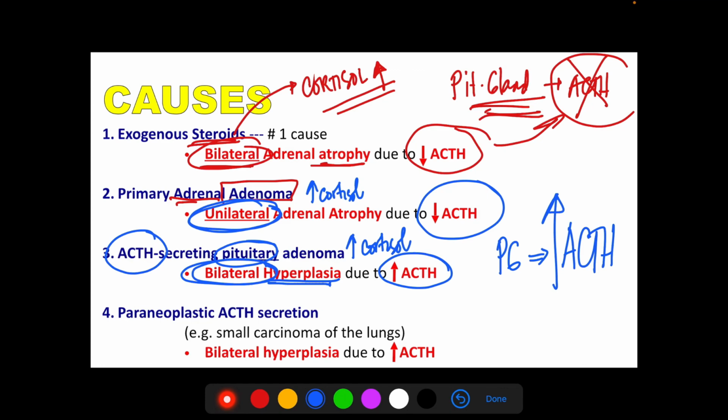Paraneoplastic ACTH secretion. This is usually caused by small cell carcinoma of the lungs. As you can see here, there is bilateral hyperplasia also because of ACTH production. The tumor in the lungs secretes a lot of ACTH, leading to elevated cortisol production from both the adrenal glands. That's why there is bilateral hyperplasia. Okay, so that's for the causes of Cushing's syndrome.